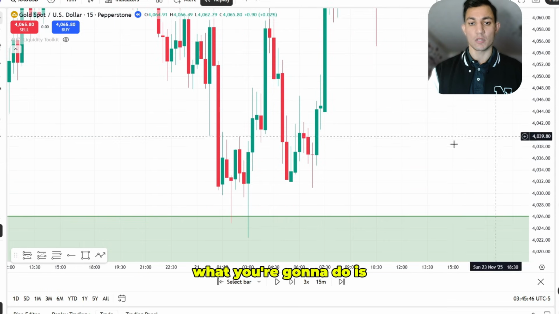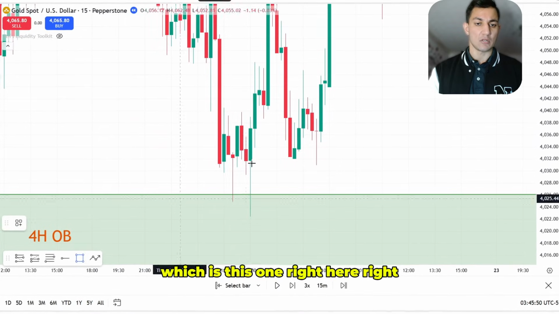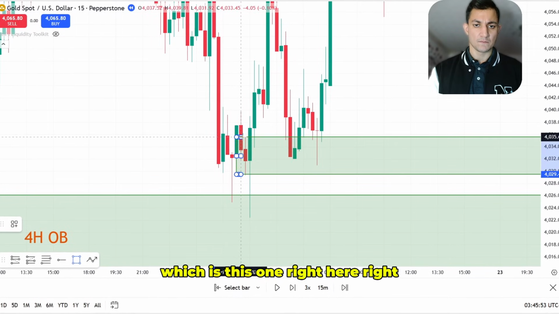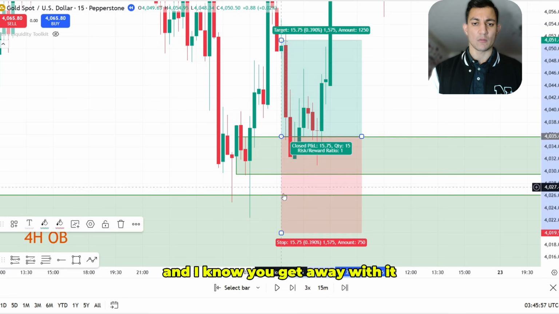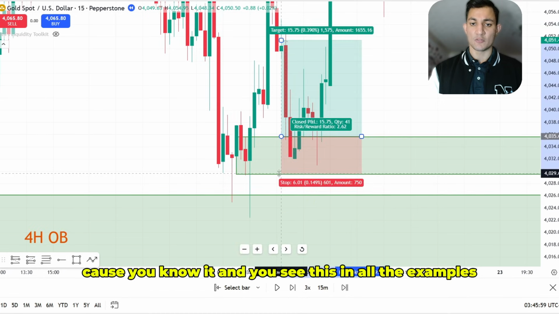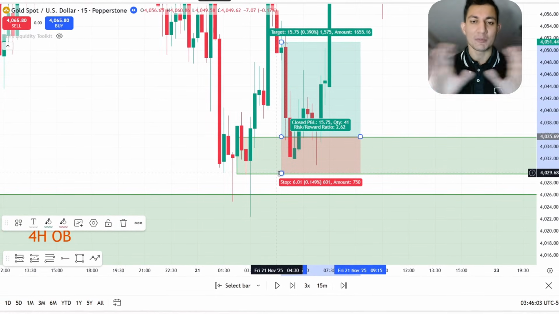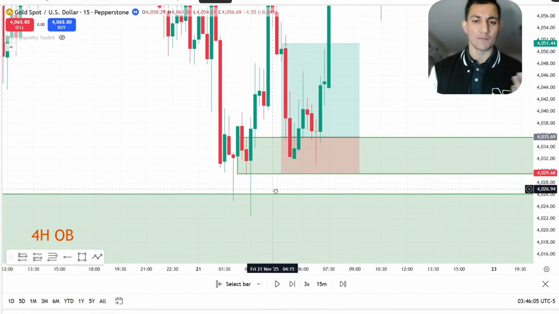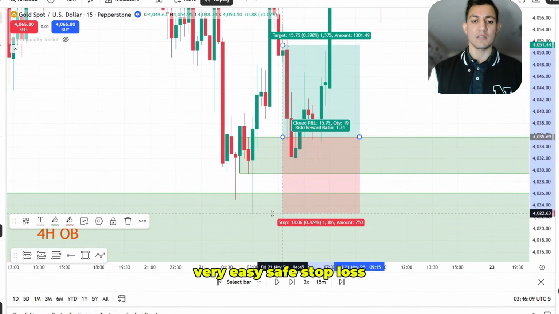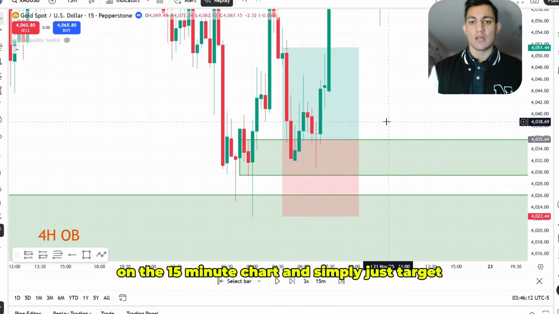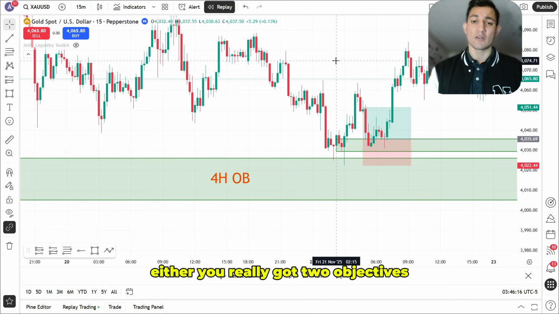So for your entry, what you're going to do is mark up the new fair value gap that forms on the 15-minute chart, which is this one right here, right? And then you're going to enter on the order block. Now for your stop, do not do this, and I know you get away with it, and you'll see this in all the examples. This strategy is actually very good. But I have to be careful what I say on YouTube, but you guys get the point, right? So don't just put your stop loss here. I know you can get away with it, but just put your stop here, right? Very easy, safe stop loss on the 15-minute chart, and simply just target either, or you've really got two objectives.